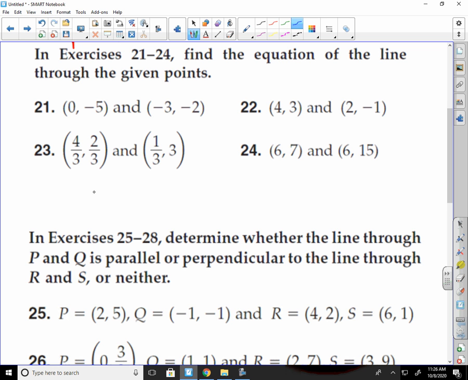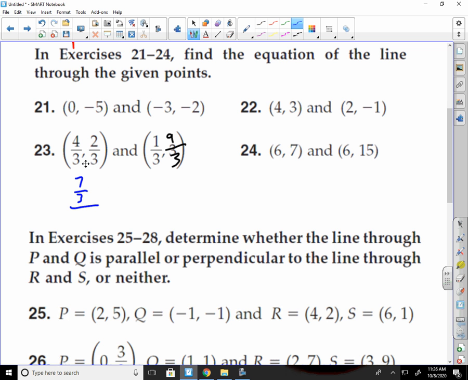Y2 minus y1. It's going to get a little uglier. I have to make this a fraction with a denominator of 3. So I'm just going to make it 9 over 3. If I divided that back out, that would give me 3. 9 minus 2 gives me 7 over 3.